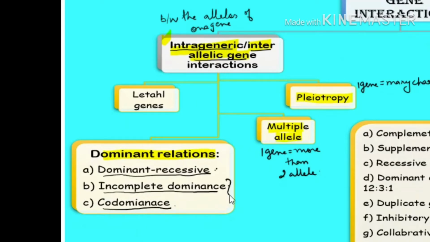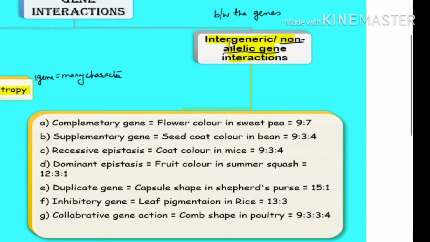So these two interactions were known after Mendel's work was rediscovered. Another is the lethal gene. Now another is intergeneric, meaning between the genes, or non-allelic gene interaction.